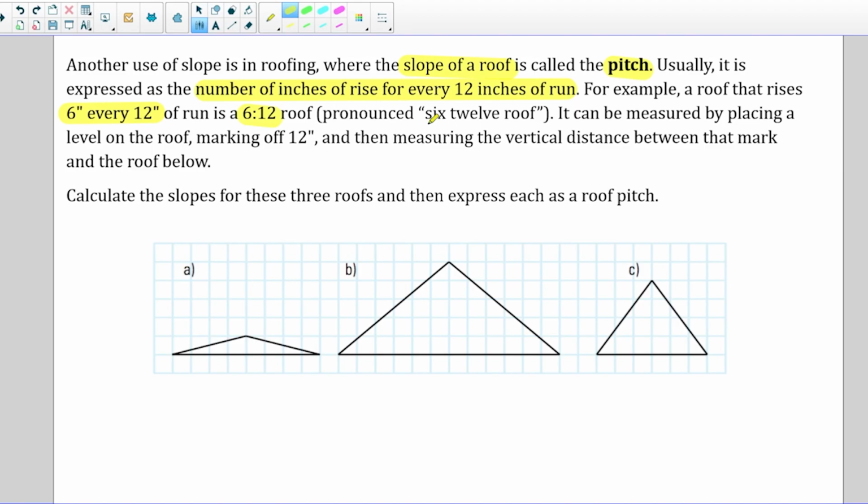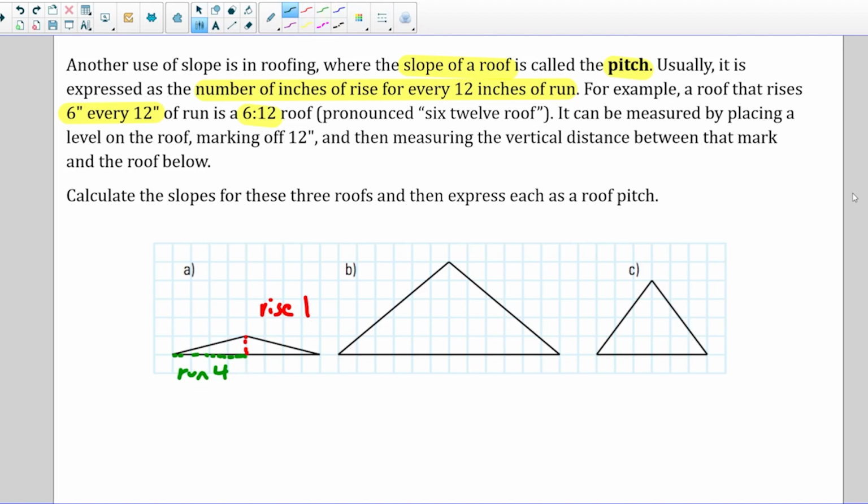So maybe just using one of these as a really quick example, what they mean by that is we can place a 12-inch measure here, and we measure the vertical distance that it goes down, and then we can figure out what that ratio is going to be. So we can use these triangles here to help us figure out what the roof pitch of each one could be. And just note that we're going to make sure that we're looking at every 12 inches of run. So first of all, we're going to look at the rise and the run. In example A, you can see pretty quickly that the rise is 1. And your run, in this case, we're going to go 1, 2, 3, 4. You have a run of 4.